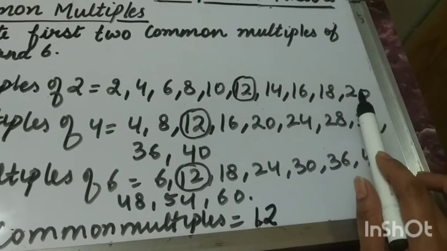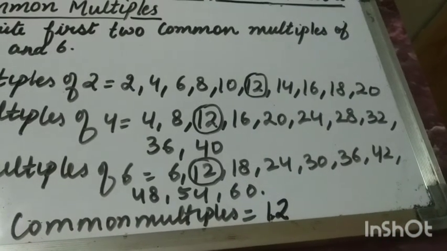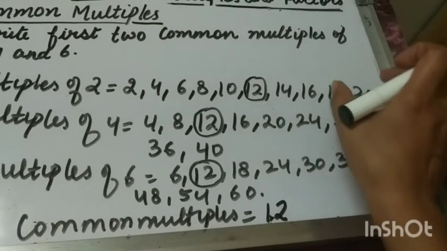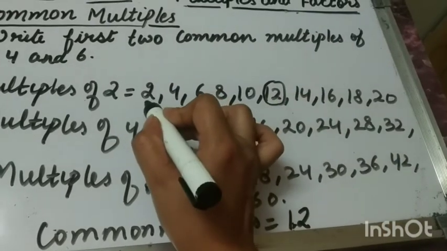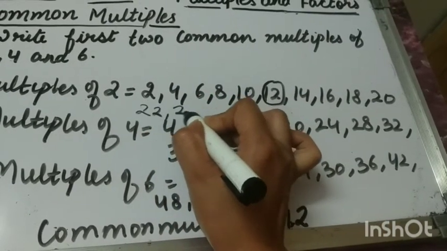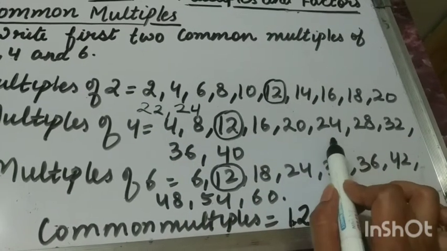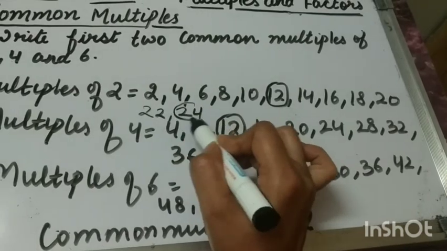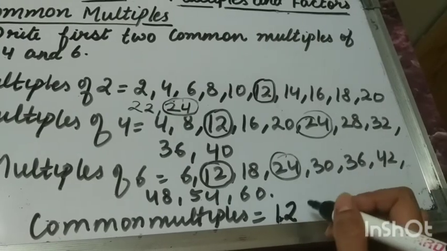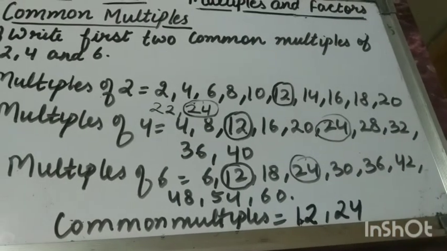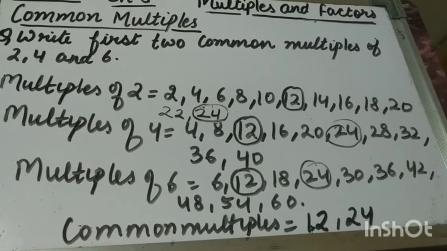Okay, next comes 20. 20 is in 2, in 4 but not in 6, so it will not be a common multiple. So what we will do, we will move to the next multiples of 2. Here it's 2 tens are 20, next will be 22 and then 24. Okay, now 24 is in 2, in 4 and in 6 also. Okay, 24 is in 2, in 4 and in 6 also. So the next common multiple will be 24. So these two, 12 and 24, are the common multiples of 2, 4 and 6.